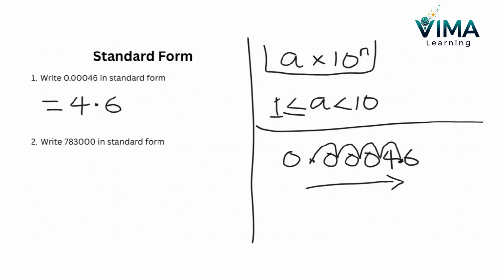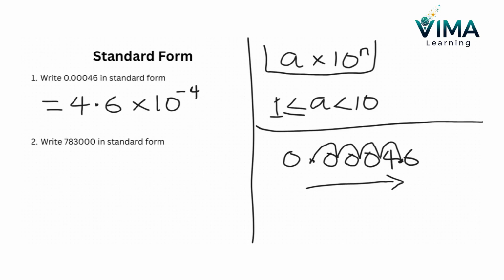4.6 is representing the letter a times 10 to the power of minus 4. The reason why it's negative is because we are moving from left to right, and it is 4 because we moved 4 times. The number of times you move until you get to a point that gives you the letter a is going to take the power n. So the number 0.00046 becomes 4.6 times 10 to the power of minus 4.